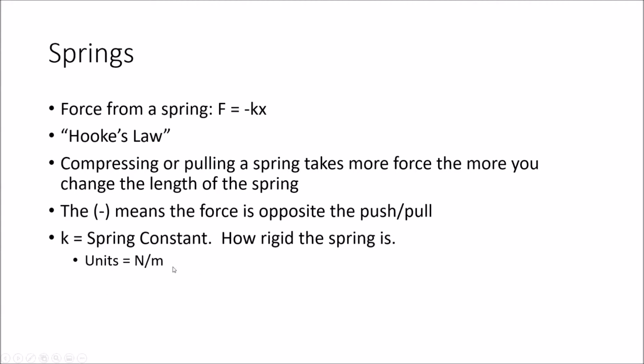So you might have one spring that takes, say, 10 newtons to stretch it out by 1 meter. If it takes 10 newtons of you pulling on it to stretch it by 1 meter, then the spring constant is 10 newtons per meter. That's a very weak spring, by the way. You might have a spring that is much more rigid, and it might take 10,000 newtons for it to stretch 1 meter.